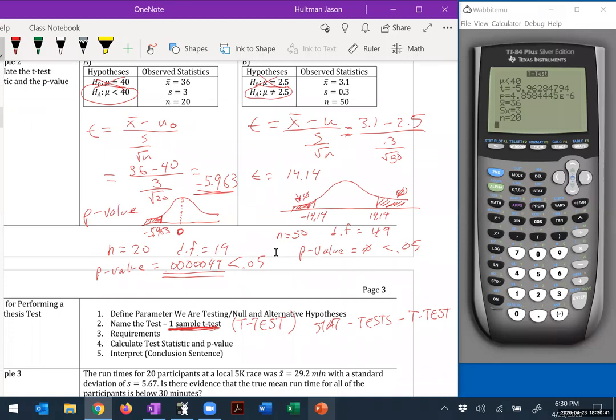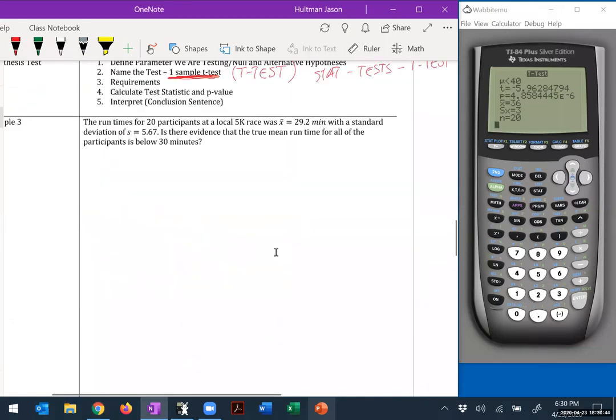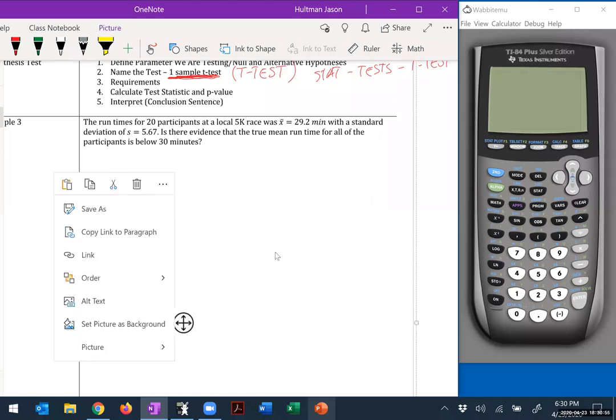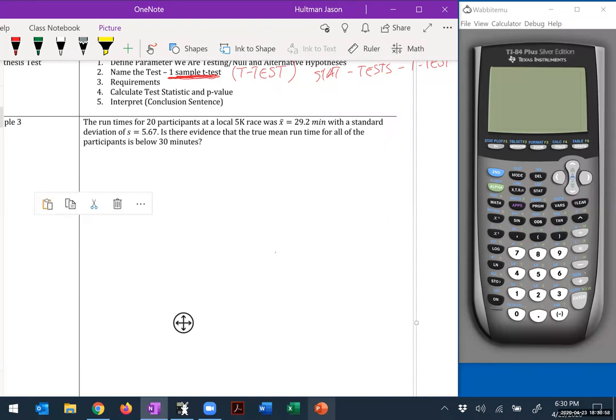Okay, let's go through a t-test in its entirety, all five steps here. Number 1, we want to define the parameter we're testing, the null and the alternative. It says the run times for 20 participants in a 5K race was X bar equals 29.2.